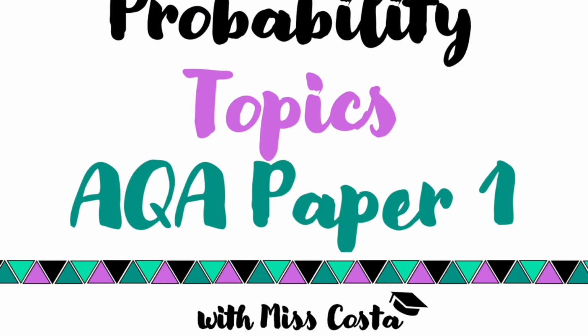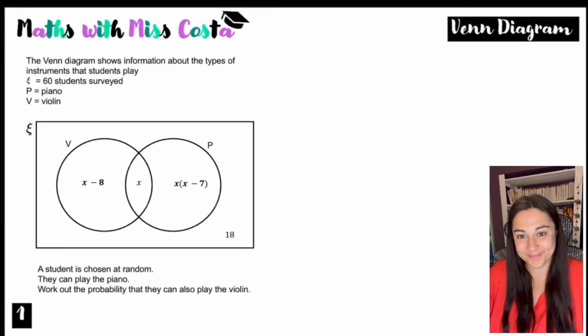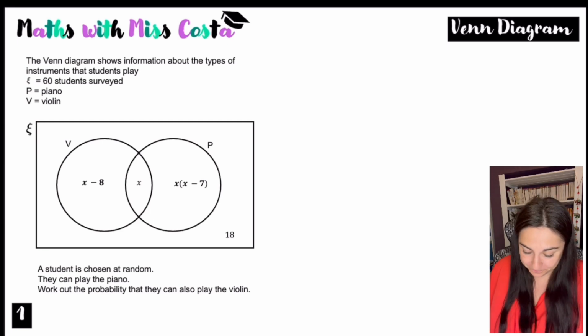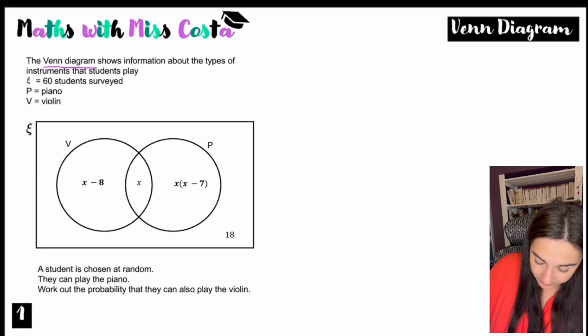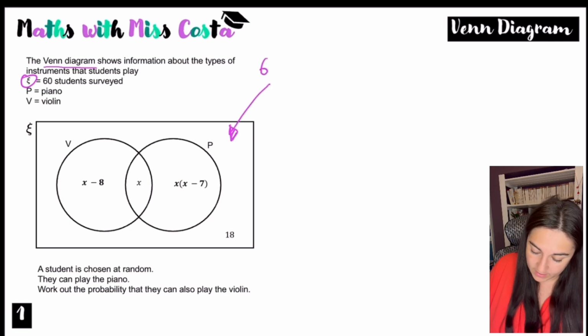And last but not least, we've got probability topics. So Venn diagrams, tree diagrams, expected value and independent events. Okay, so here we've got a Venn diagram question, and I've spiced it up a little by incorporating some algebra into it. So we are told that the Venn diagram shows information about the types of instruments that students play. Over here we have the universal set, so that means in total everything in the Venn diagram must sum to 60. And P stands for the piano, V stands for violin.